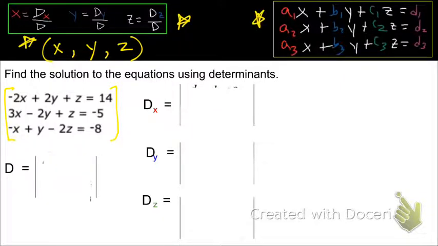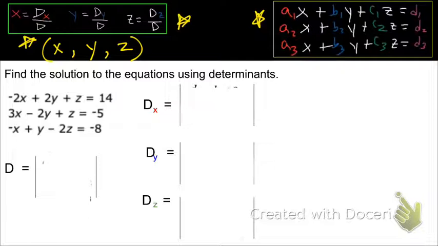and we're going to use this where it's showing us where the a's are in front of the x's, the b's are in front of the y's, the c's are in front of the z's, and all of those equations equal the d's. So we're going to use those a's, b's, c's, and d's to create our matrices. So let me show you the format of each matrix.